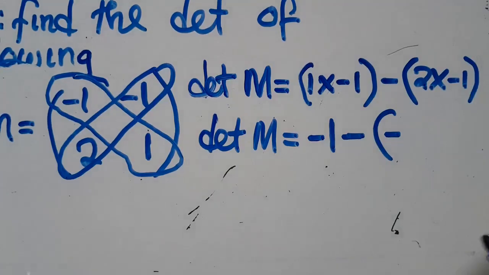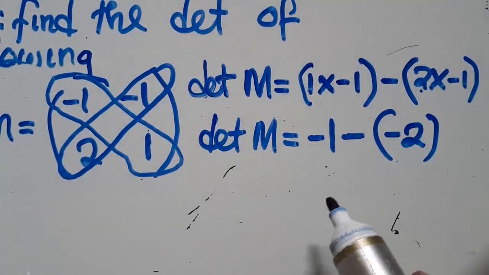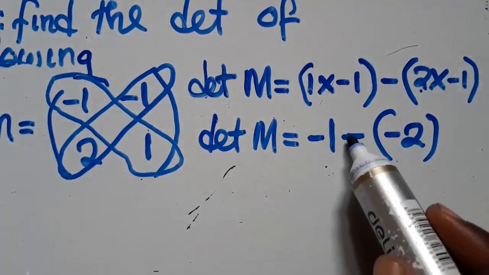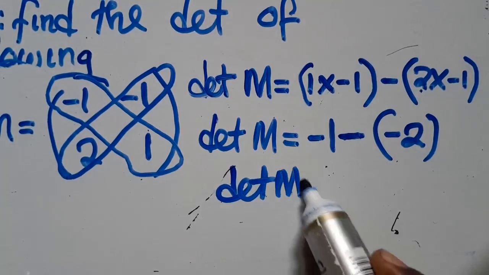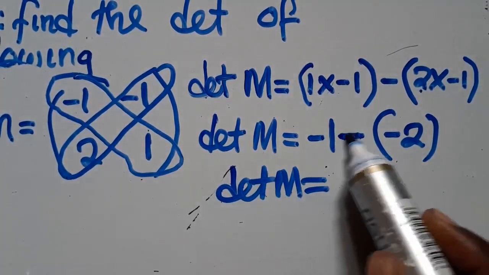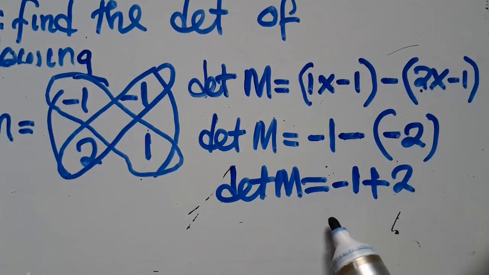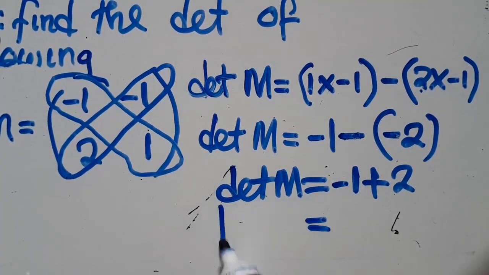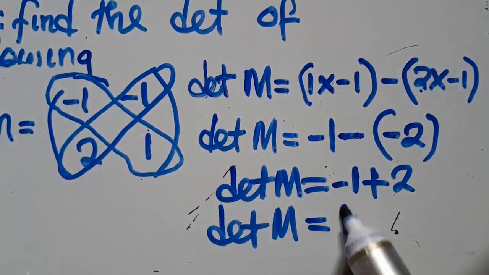2 times -1, you get -2. So I was saying the answer. So this is equal to, now what is the negative times negative? That's positive. -1 plus 2. Therefore, the determinant of M is equal to what? Determinant of M is equal to 1.